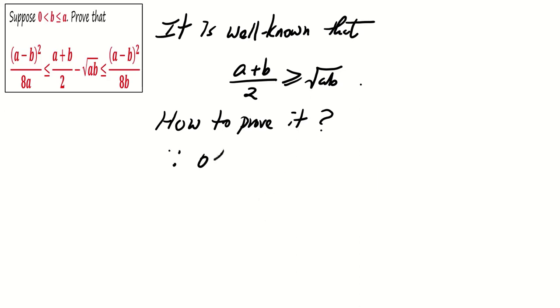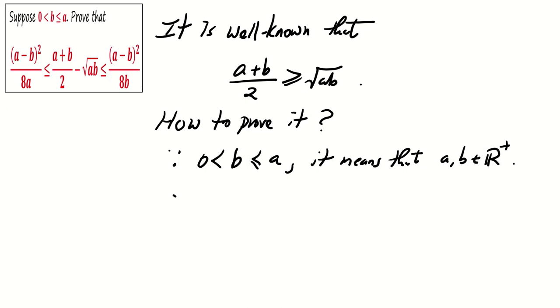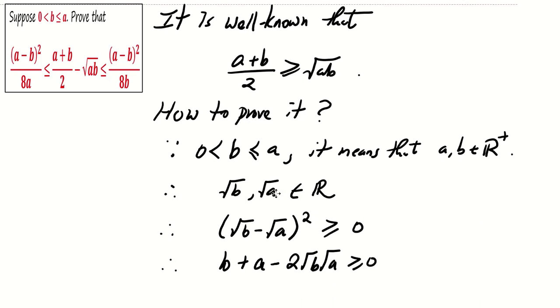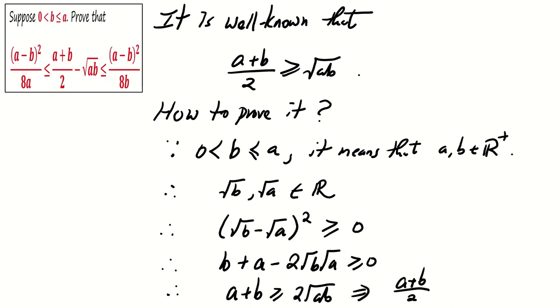Since 0 < b ≤ a, it means that both a and b are positive. With this, √a and √b are real numbers. So the square of the difference of two real numbers is greater than or equal to 0. Expanding the left hand side, we have b + a − 2√b√a ≥ 0, which means that a + b ≥ 2√(ab). And therefore, (a+b)/2 ≥ √(ab).